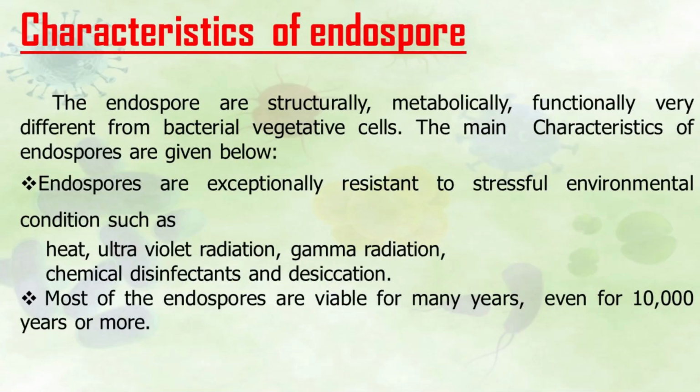Next one is characteristics of endospore. Endospores are structurally, metabolically and functionally totally different from the bacterial vegetative cell. The main characteristics of bacterial endospores are given below. Endospores are exceptionally resistant to stressful environmental conditions such as heat, ultraviolet radiation, gamma radiation, chemical disinfectants and desiccation. Most endospores are viable for many years, even for 10,000 years or more.